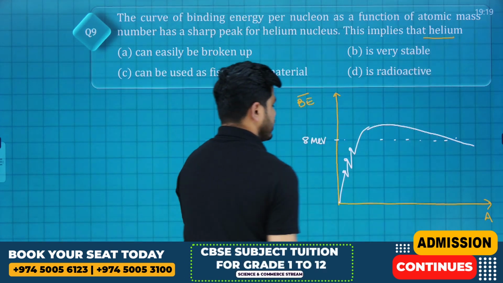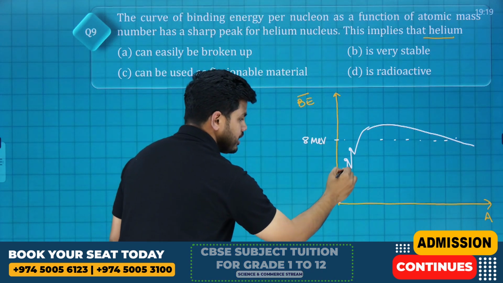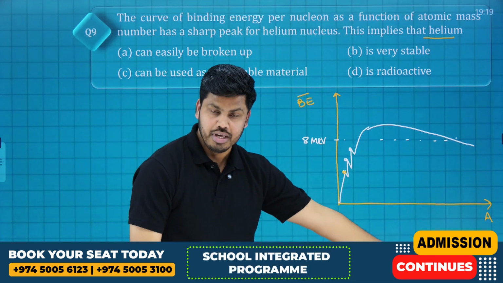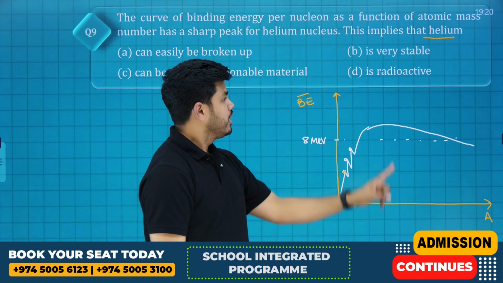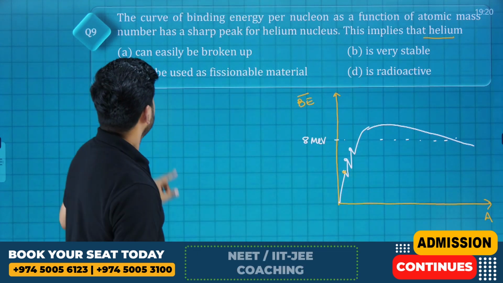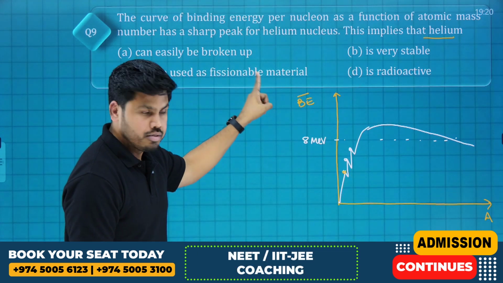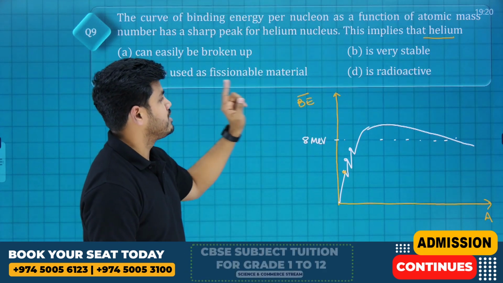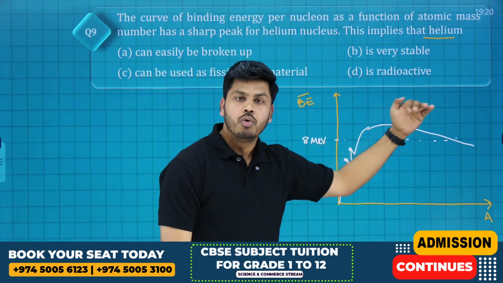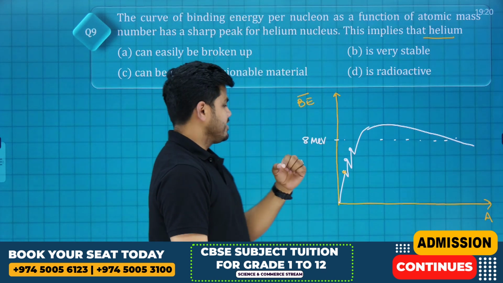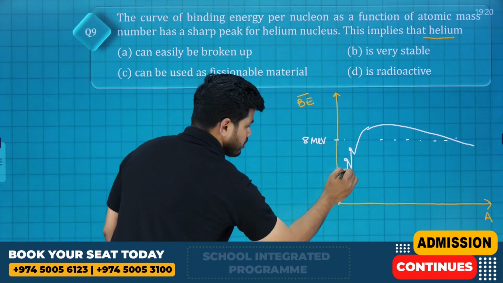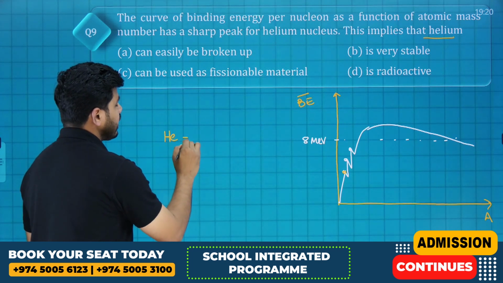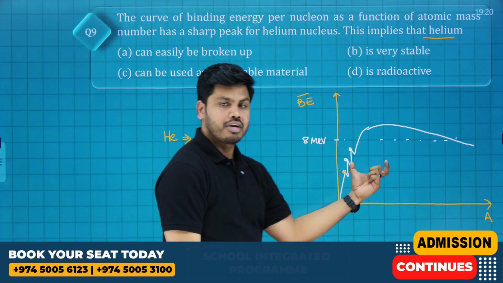That helium is coming in one of the peaks. What does it mean? If helium is in one of the peaks, that means it has more binding energy than the neighboring ones, right? Now look at the options given: can easily be broken up, is very stable, can be used as a fissionable material, is radioactive. Which is the most appropriate option? If helium is coming in one of the peaks, that means helium has more binding energy than the neighboring ones, correct?